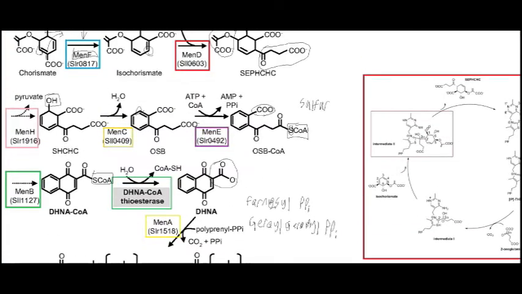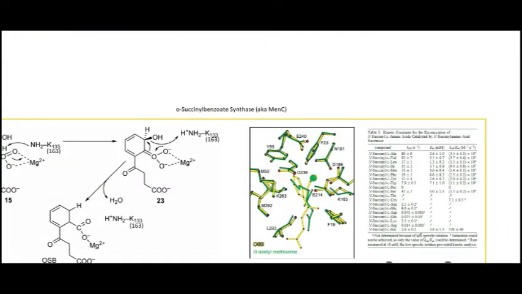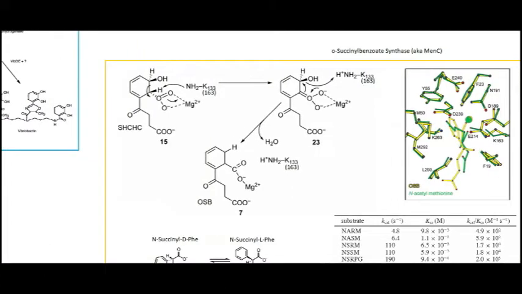And so the next one here is the MenC, which we can see is removing this hydroxyl group. So I have that over here. And so we can see with this, our SEPHCC is coming into the enzyme. This carboxylate, once again, is being stabilized by a magnesium ion. We have this lysine here. K is the one-letter code for lysine. And this is listed as 133. I added this 163 here. 133 is probably for a different species, but the structure that I have, this is actually lysine 163.